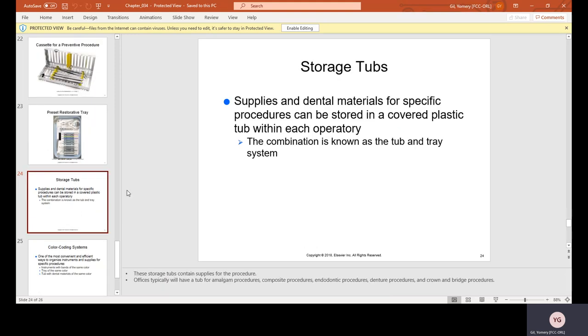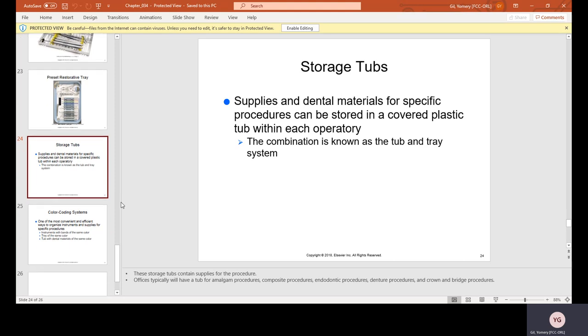Storage tubs. Supplies and dental materials for specific procedures can be stored in a covered plastic tub within each operatory. The combination is known as the tub and tray system.